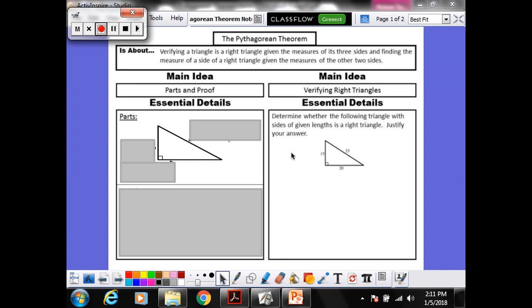Okay, so today we're going to be talking about the Pythagorean Theorem. The Pythagorean Theorem is used to verify if right triangles are truly right triangles when you're given three sides. And it can also be used to find a missing side of a right triangle when you're given two of the other sides.